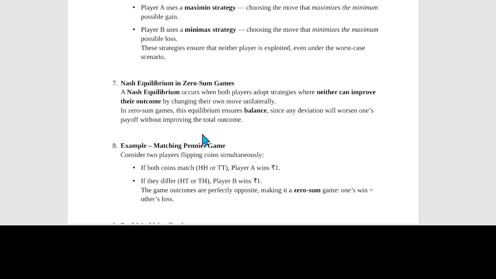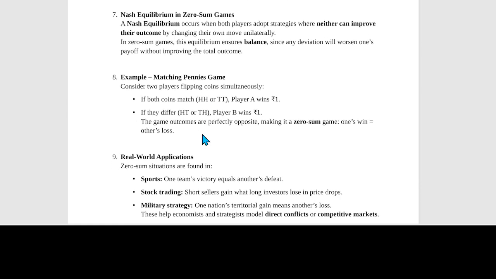Nash equilibrium is also used in zero sum games. In zero sum games, this equilibrium ensures balance since any deviation will worsen one's payoff. Like I said, Nash equilibrium ensures that both are safe from losing more. Okay, now then you can give your matching pennies game example. Matching pennies game, if you don't know what it is, is where we have two players. A general idea of matching pennies is that player A will always want the same outcome. It's either going to be H and H or T and T, and player B is always going to want H and T or T and H.